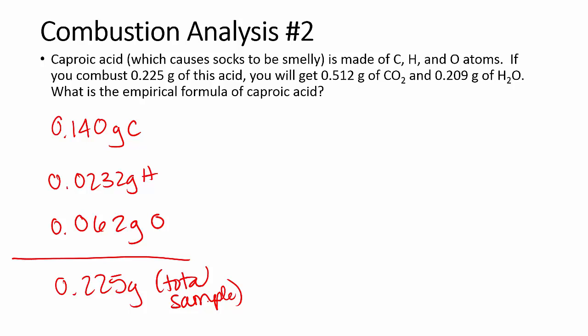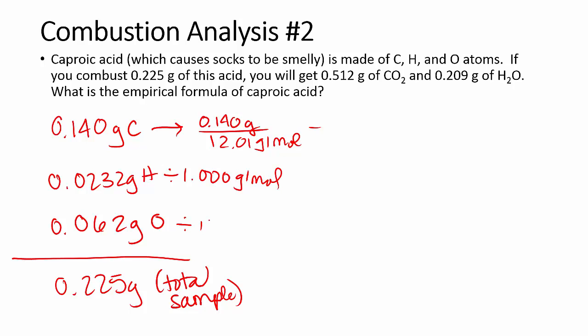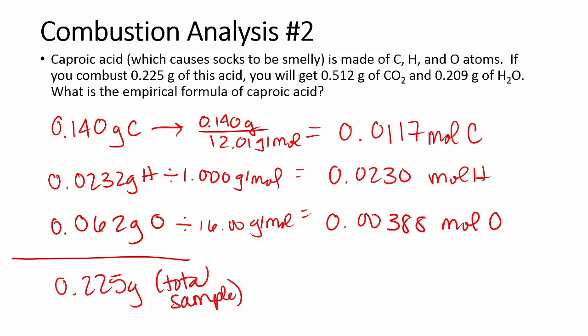So if you think of what our steps are: percent to mass, mass to mole, divide by small, multiply till whole. I already have a mass, so we get to skip the first step, and we just go straight to the mass to mole step. So to convert mass to moles, I'm going to take 0.140 grams divided by the molar mass over here. And if I divide these values by the molar mass, I will end up with the number of moles of each of my elements. Alright, so at this point I have 0.0117 moles carbon, 0.023 hydrogen, 0.0038 oxygen.